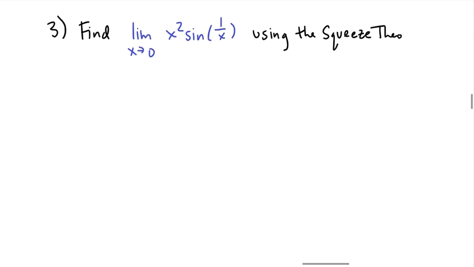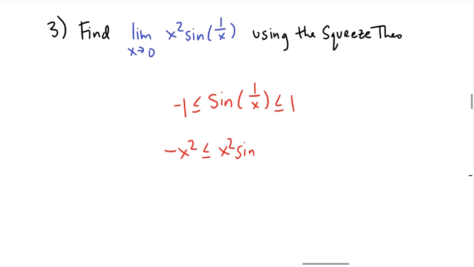So our last example is find the limit as x goes to 0 of x squared sine 1 over x. So again, I want to bound my base function. So my base function is going to be sine 1 over x. And we know that this is going to be between negative 1 and 1. Now, all I need to do is multiply out my x squared to make it transform into this limit. So I'm going to have negative x squared is less than or equal to x squared sine 1 over x, which is less than or equal to x squared.